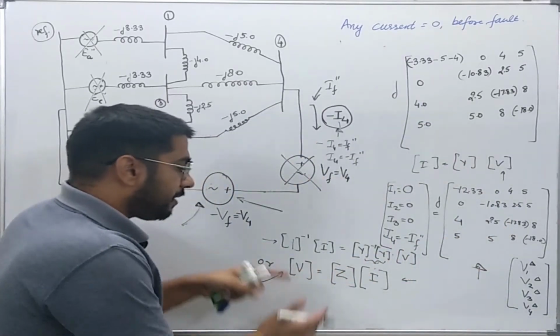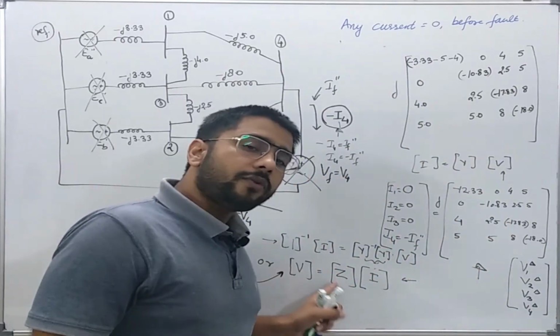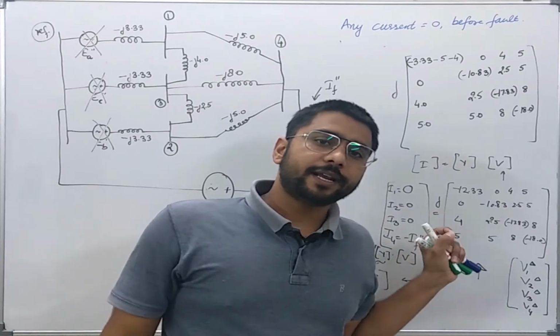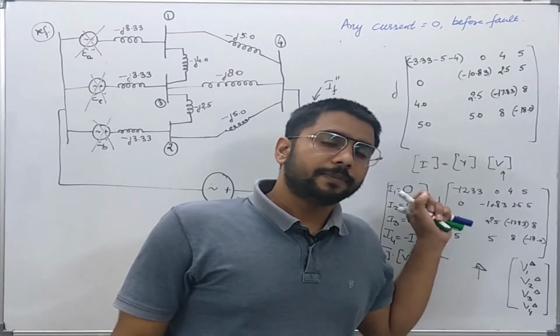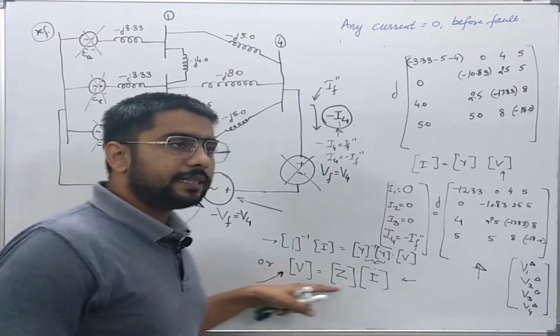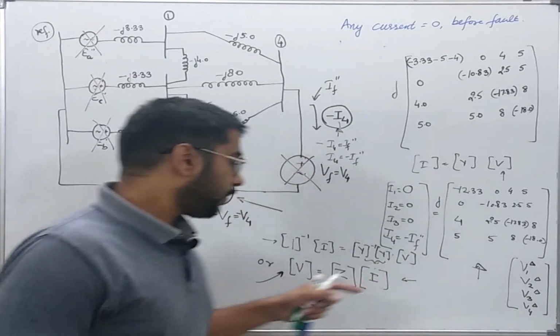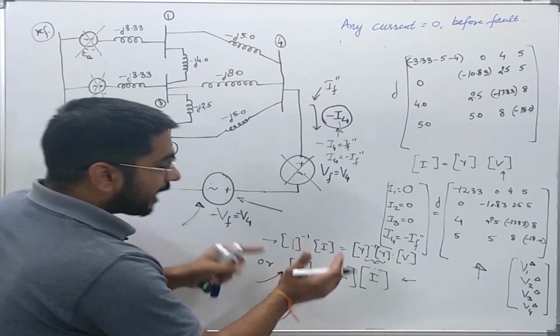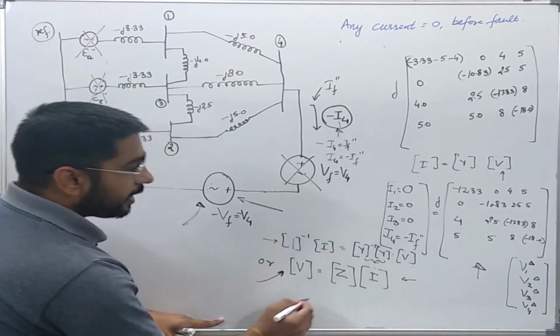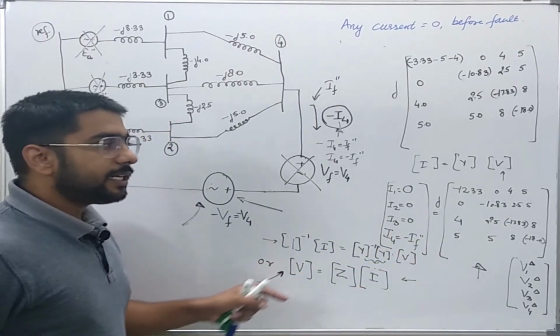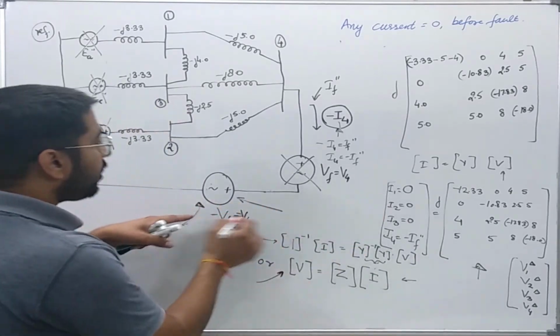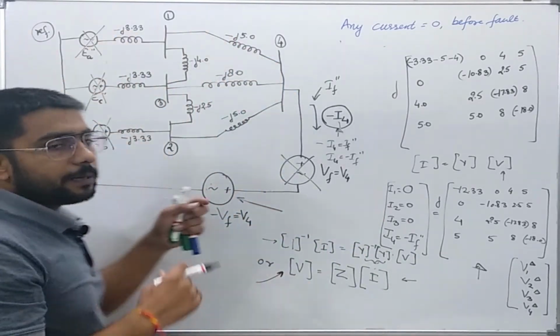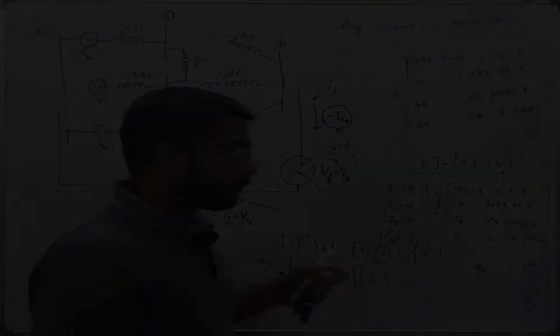So in this way we can see that during fault studies the bus impedance matrix is much easier to utilize in numerical problems. Now I will try to expand this equation further in the next slide to see the effect of this fault current on various buses more deeply.